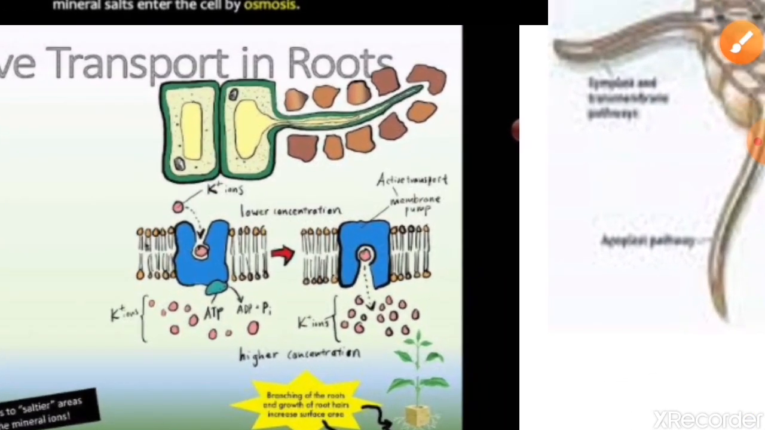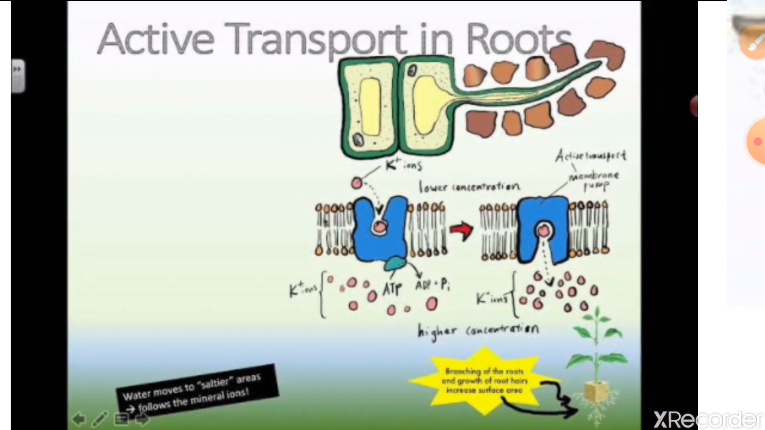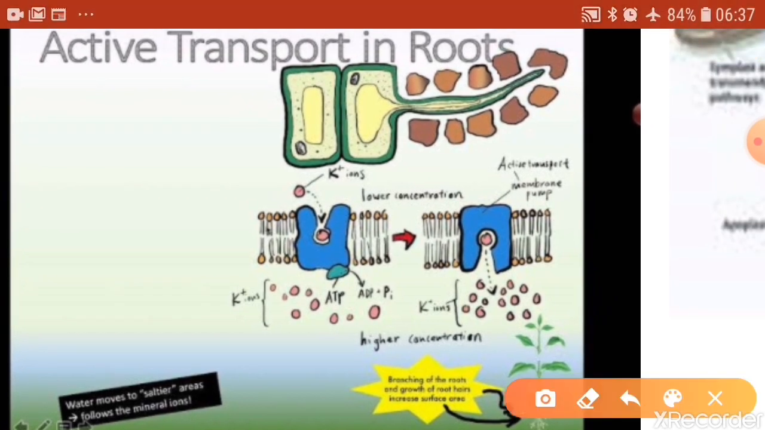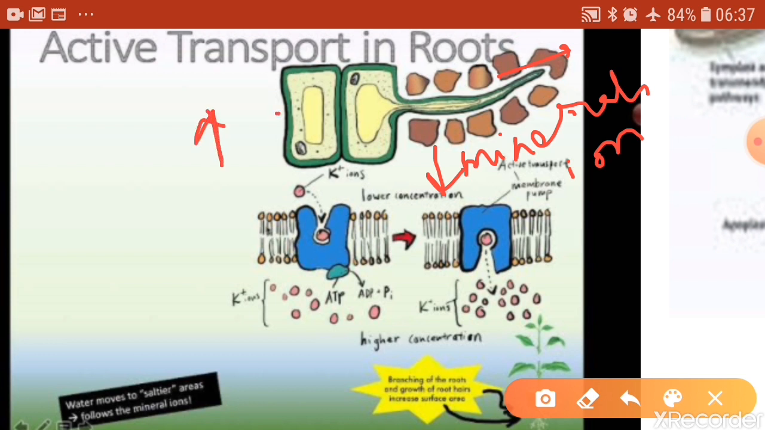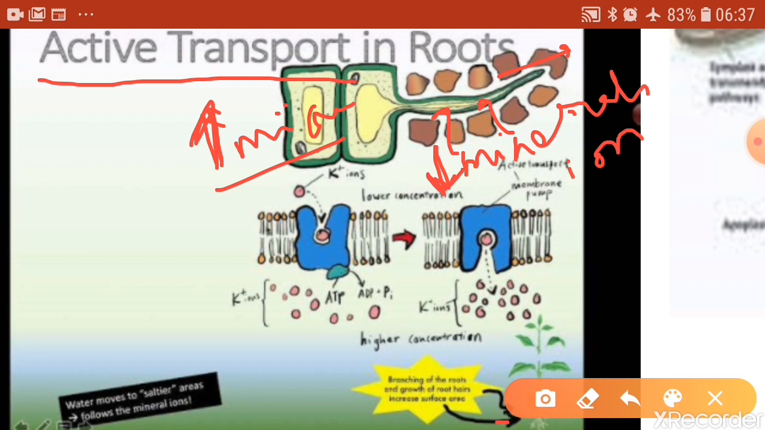So minerals in the cell, they are transported actively, right? And the reason is that the concentration of minerals, or the ions in the soil, is quite less when compared to the minerals which are present in the interior of the cells of the roots. So minerals in the roots is quite high, and outside it is less. Despite that, the minerals are absorbed by the root hairs. So for this the roots have to spend energy, so transportation of ions or minerals occurs actively.